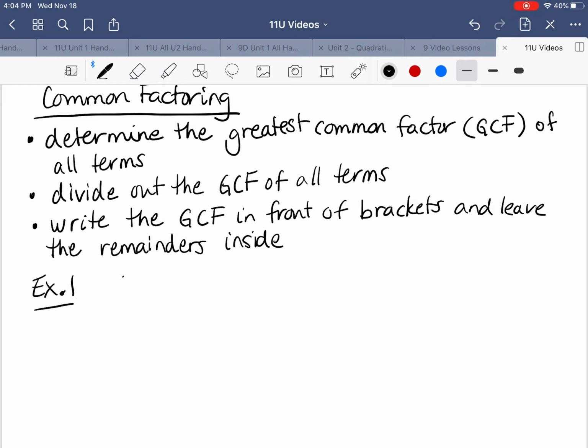So example 1, we have 4x squared minus 12x. Our polynomial that we're going to factor has two terms. Now we want to find the greatest common factor of each term. We're going to start off by looking at just the coefficients of our terms, by that I mean the 4 and the 12.